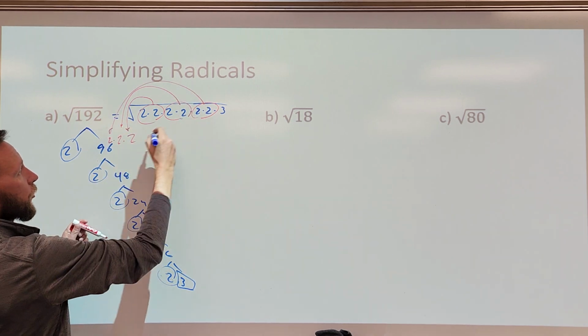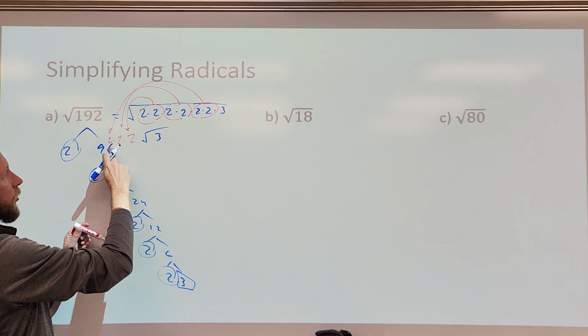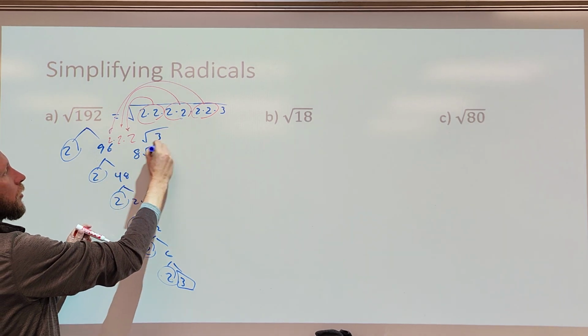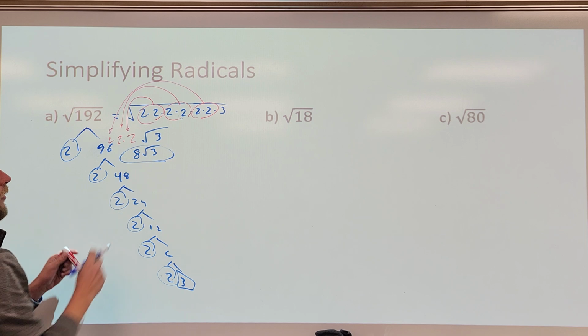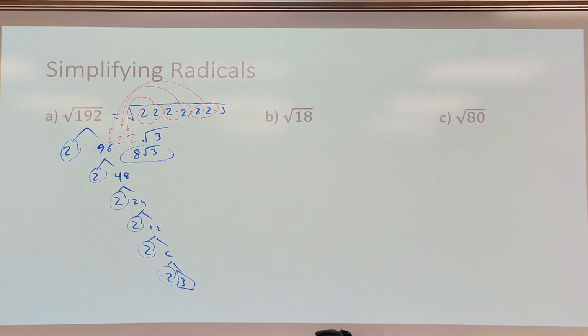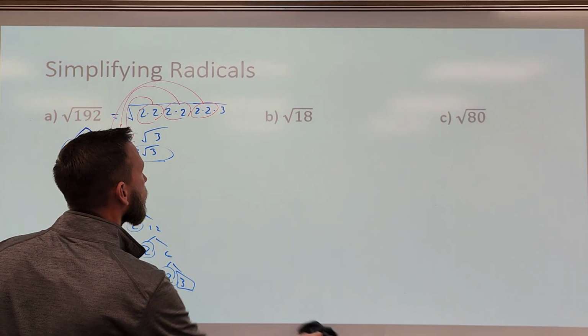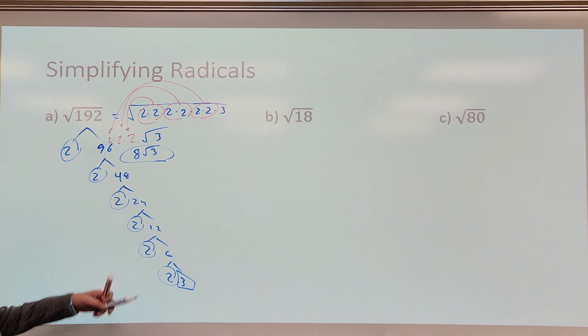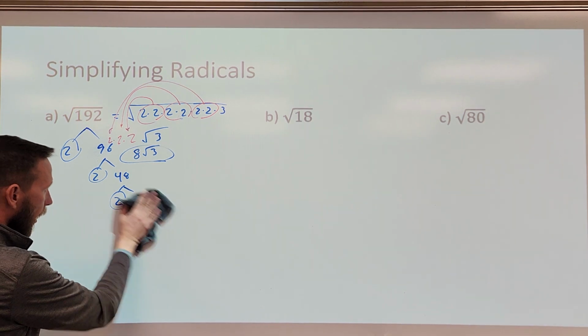So now we have this 3 that's left inside, but on the outside we have 2 times 2 times 2, and that makes 8 square root of 3. So that is kind of the long drawn out process that you went through in Algebra 1. And my opinion of that is not that that's bad, it's just that it takes forever.